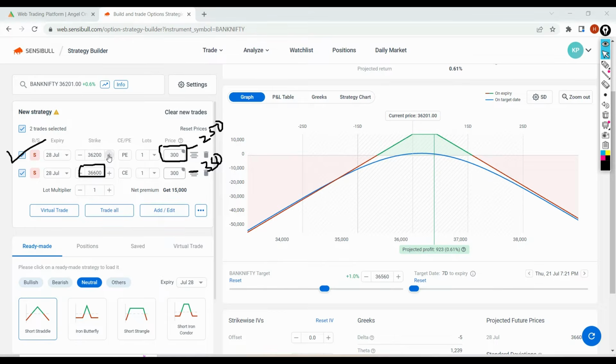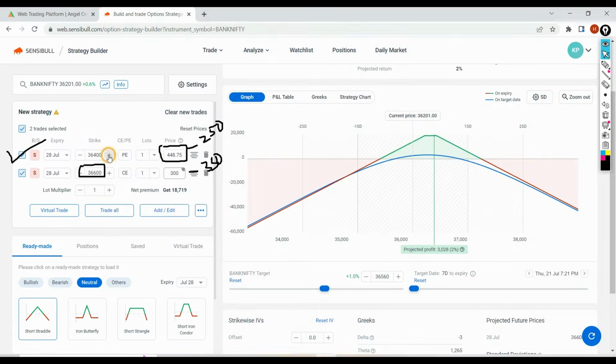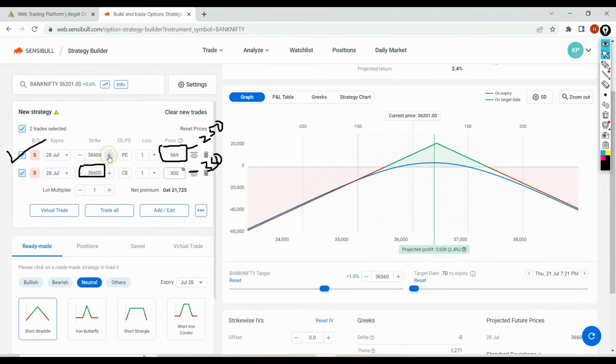Now what I'll do, I'll sell 36,600. Simple, friends, that's it. So now again you made it back to straddle. We started with straddle, converted it to strangle. The market went up, again we converted it to straddle. Even you can take one more option.